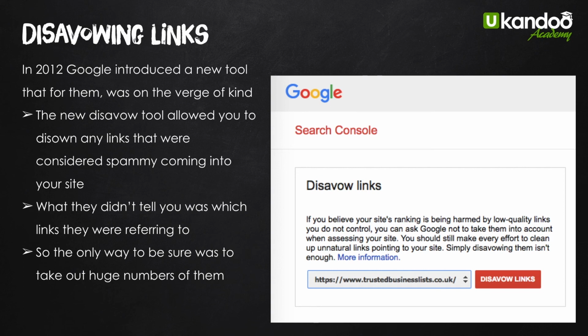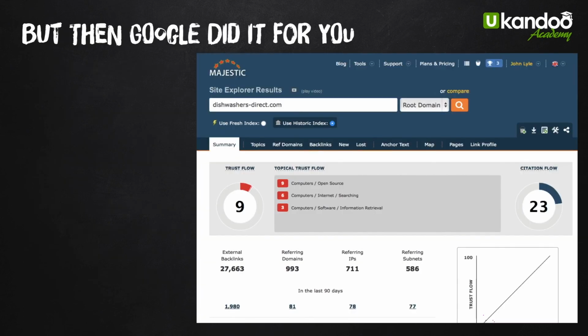And then Google did it for you. I'm not sure whether this is Penguin or Panda, but this was one of the sites that is quite an interesting one. If you look here, this is on Majestic, the Majestic SEO tool. It's got a trust flow score of 9, which is really quite low, and a citation score of 23, which is okay. The external backlinks here: there's 27,600 backlinks coming from 993 domains, which is quite a lot of links, or quite a lot of domains. They'd had an SEO agency working for them for 10 years building links, and it was quite successful. They were ranking quite highly.